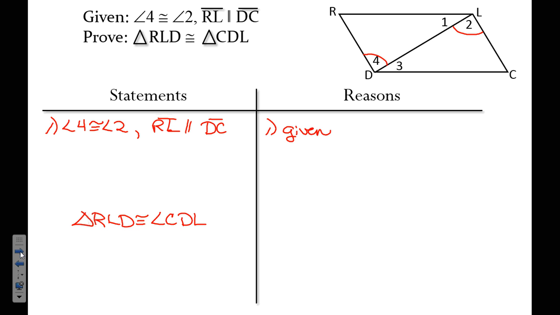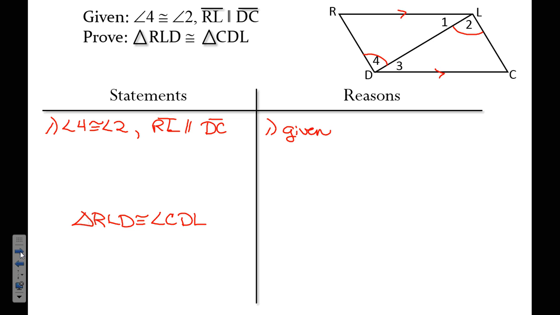What does this symbol mean? Parallel. So segment RL is parallel to DC. How do I show that in my drawing? Arrow. So they're parallel. What does that mean? Going on and on and on forever, never going to cross, right? Okay. So can we get any other angles or any other sides congruent?